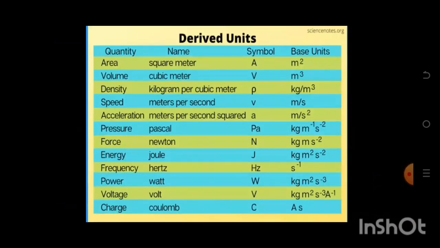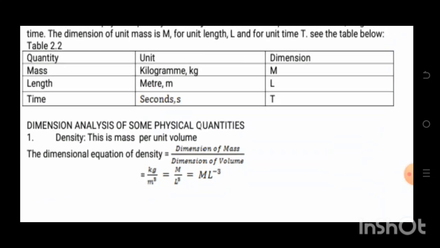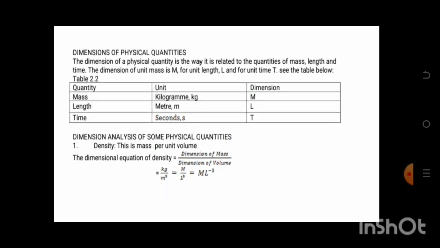Now, let's look at how we deduce the dimension of physical quantities. Let's look at the next slide. The dimension of a physical quantity is the way that quantity is related to mass, length, and time. As I earlier said, mass is M, length is L, and T is time, as seen in the table below. For mass, the unit is kilogram and the dimension is M. For length, the unit is meter and the dimension is L, and for time, the unit is seconds and the dimension is T.